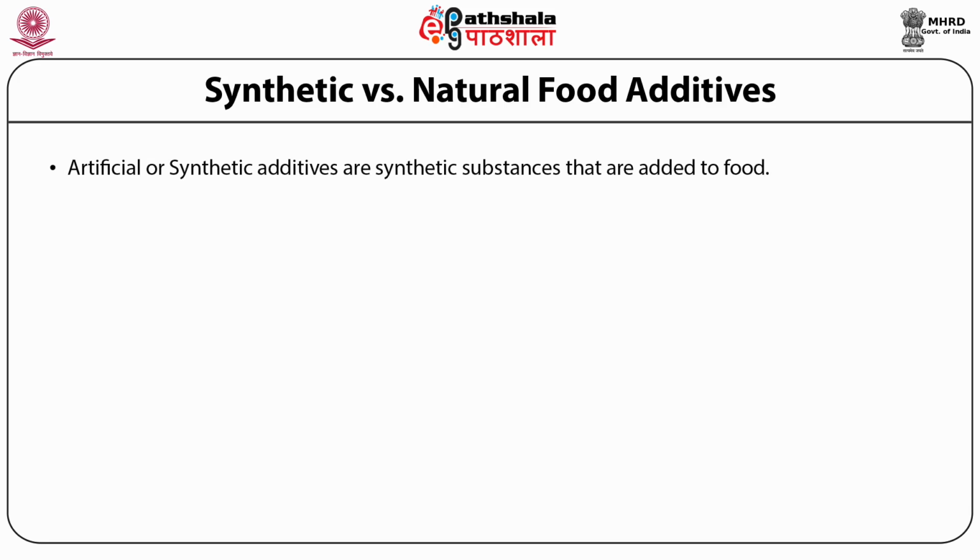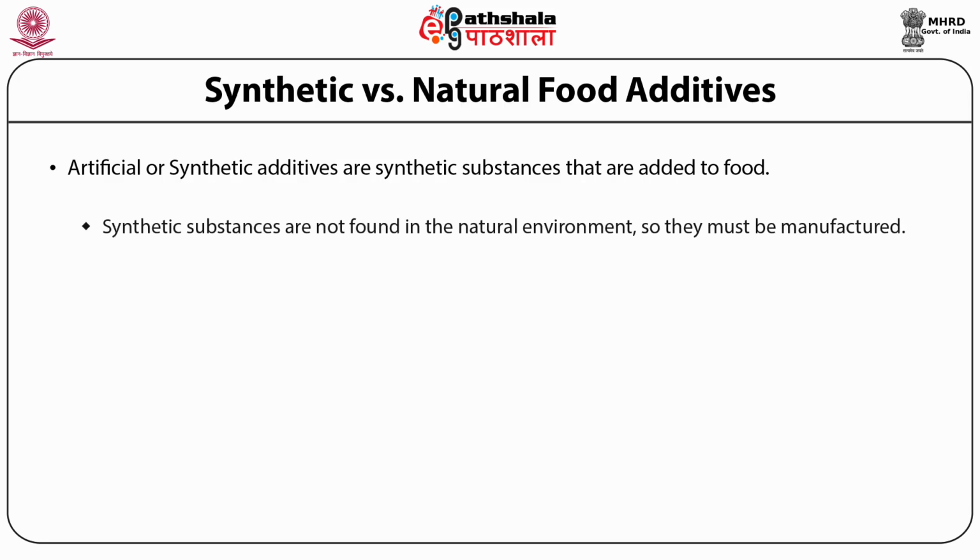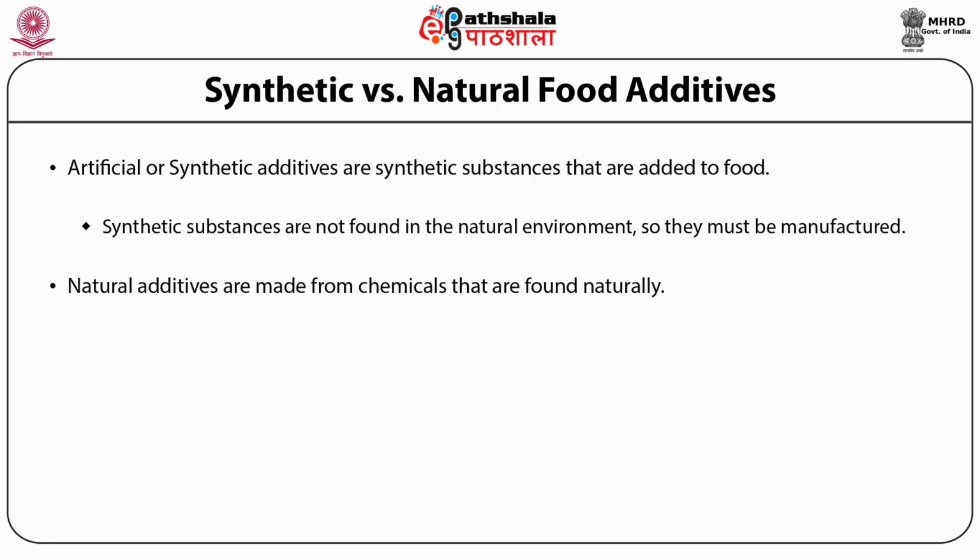Artificial or synthetic additives are synthetic substances that are added to food. Okay, so synthetic substances are not found in the natural environment. So they must be manufactured. So that is very important. While when we say natural additives, they are made from chemicals that are found naturally. So it is not synthesized, but those chemicals are naturally available from natural food source.